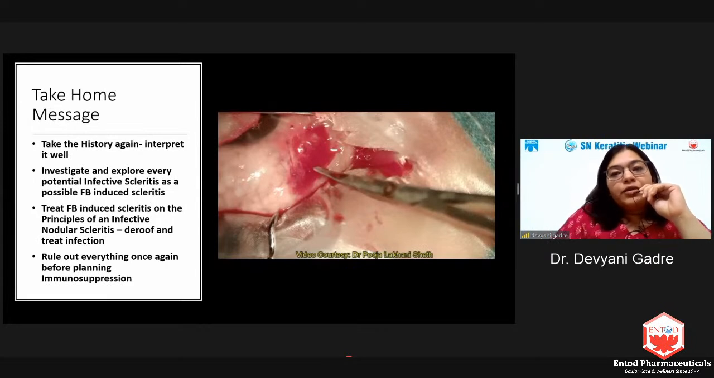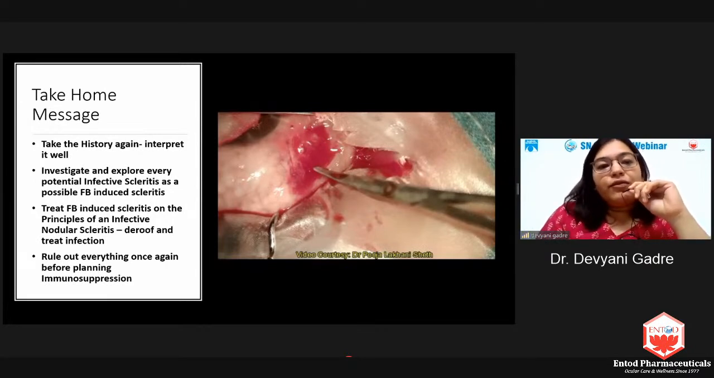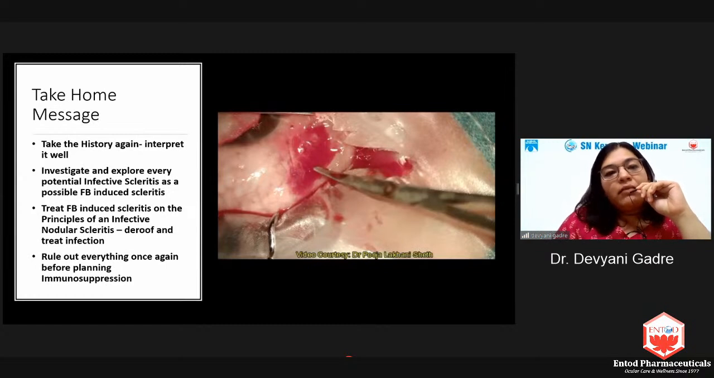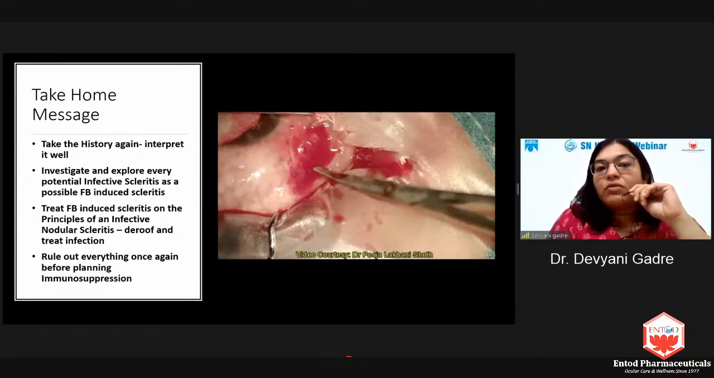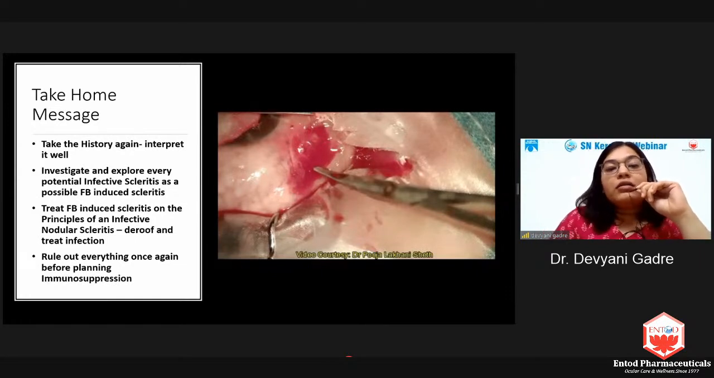Microbiology, unfortunately, for the first 2 cases has turned out negative for me, but always have microbiology backup so that in case things don't go according to plan, you have some other clue. And I would like to rule out everything once again from the beginning before I plan any immunosuppression.